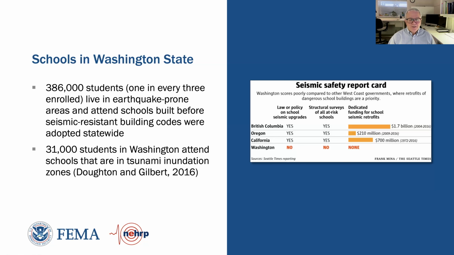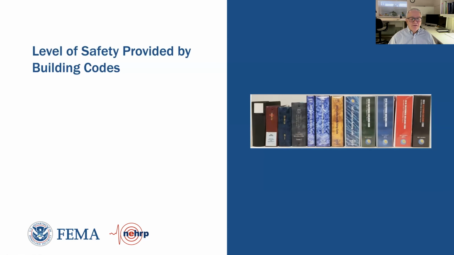You can see by this chart that British Columbia, Oregon, and California, who are all on this same exposure, have indeed done things. They've established policies, they've done surveys of their at-risk schools, and they've dedicated funding to it. And they found that Washington had nothing in those categories. So they found that that was a motivating factor for them to push forth legislation to do things.